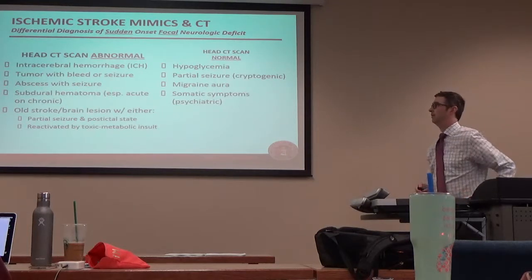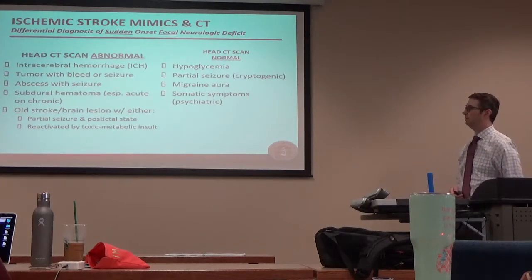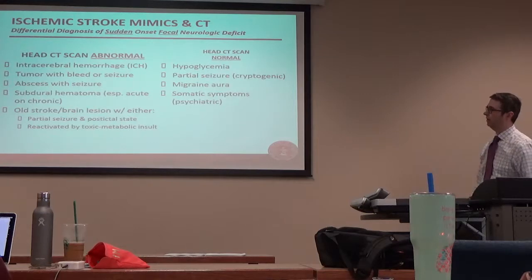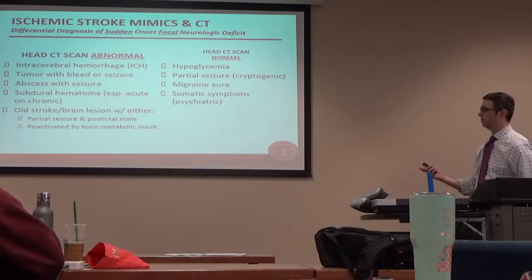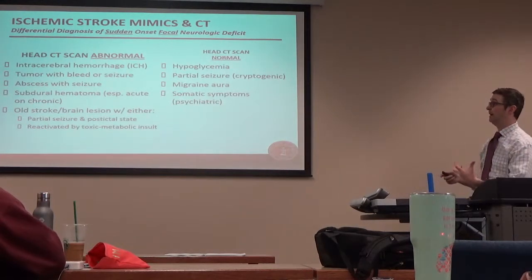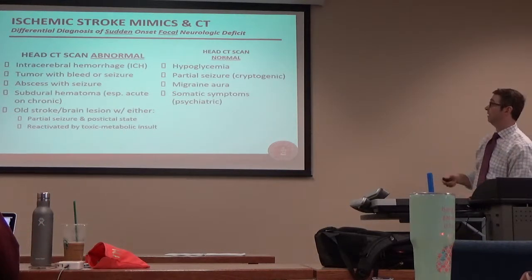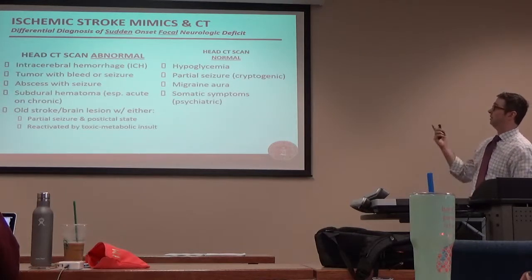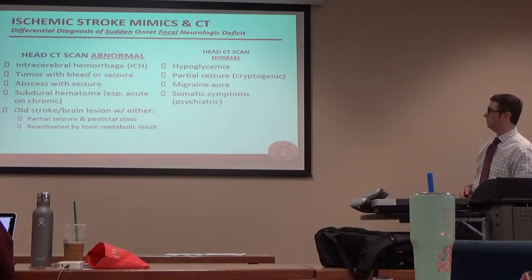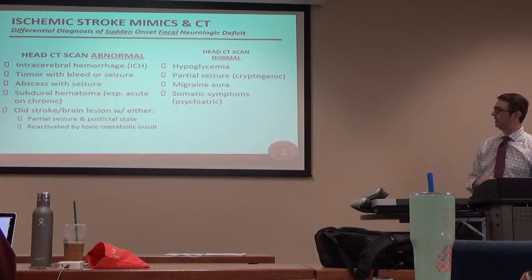We do see a lot of tumor and GBM patients. And some of the time, they'll have seizures, or that tumor will bleed, and we'll get an abscess, subdural hematoma, old stroke, brain lesion with either partial seizure in post-ictal state or reactivated by toxic metabolic insult. Old strokes can actually reactivate, and you can have symptoms years later, and we'll talk about that more. Also, other stroke mimics: hypoglycemia, partial seizure, migraine aura, somatic symptoms, which is another term for psychiatric issues.